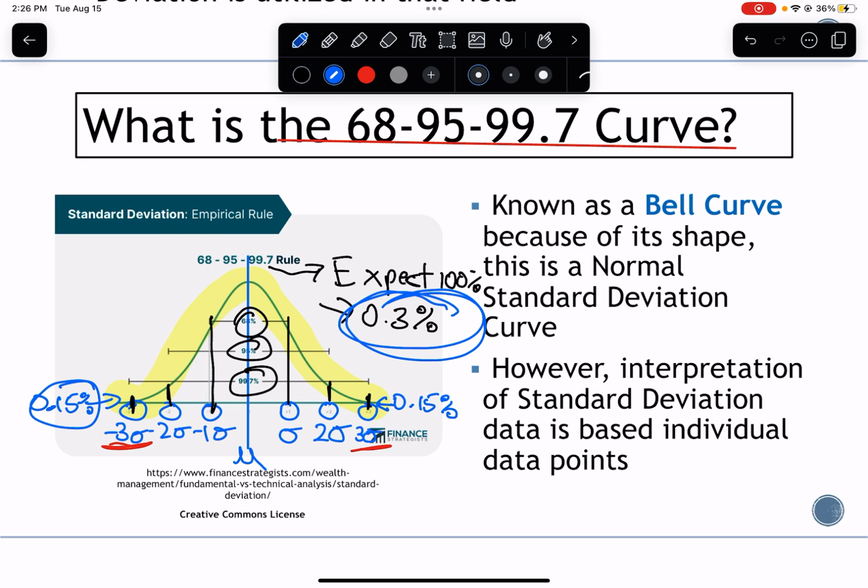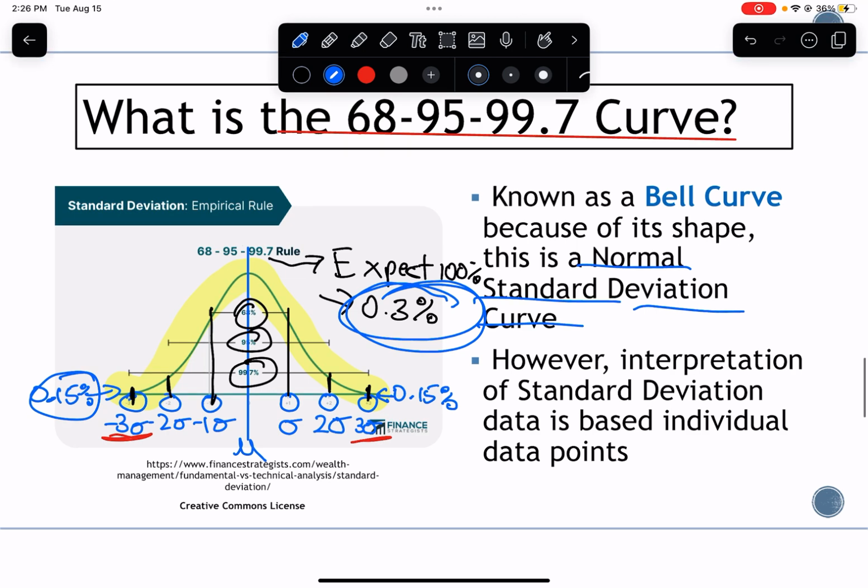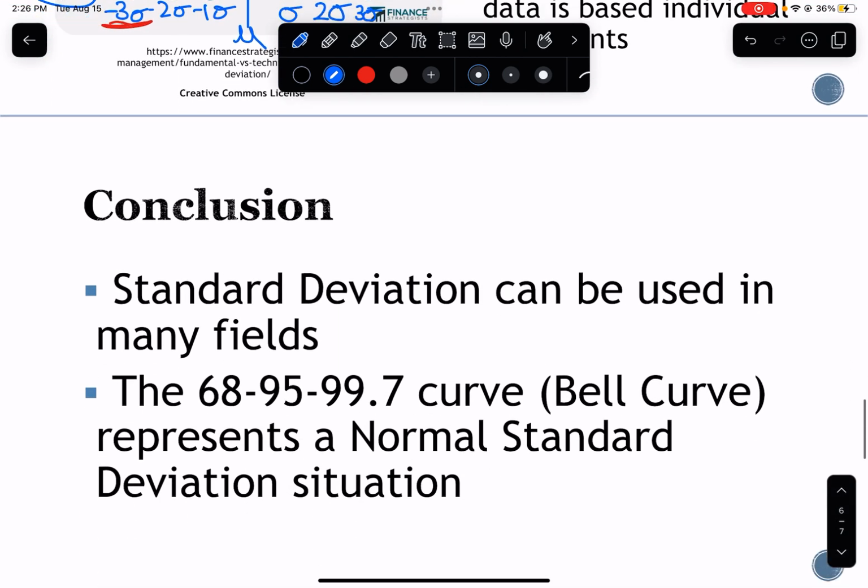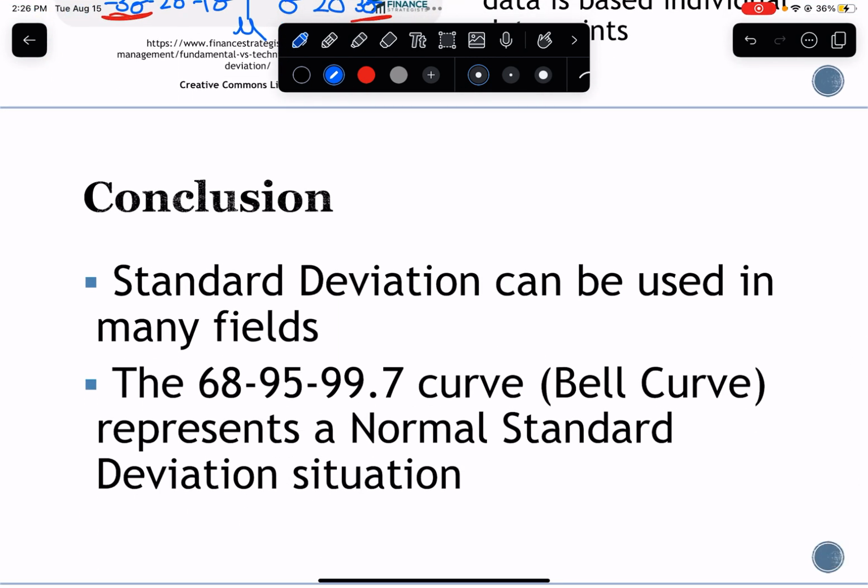All right, so just to recap here, this is a normal standard deviation curve. This bell curve is normal. However, based upon your data, it does not need to be a normal standard deviation curve. Based upon your data, it can be skewed to the right or skewed to the left, hence making it not normal. All right, so to conclude, we've talked about 3 fields in which standard deviation is used.